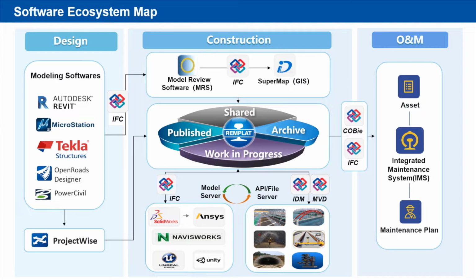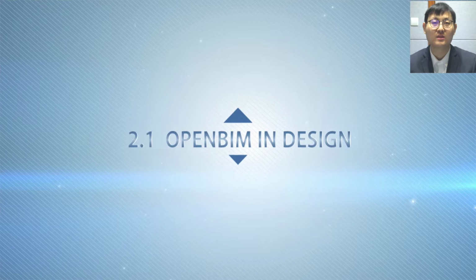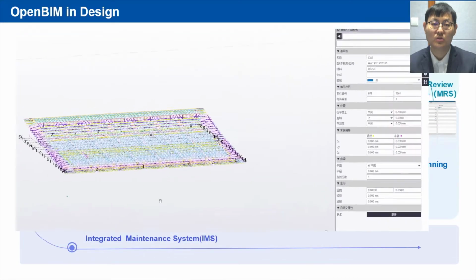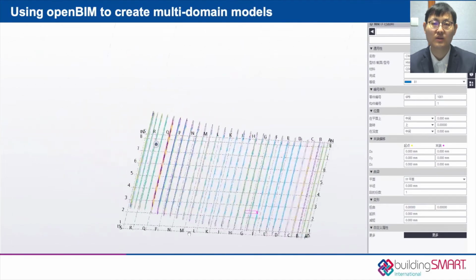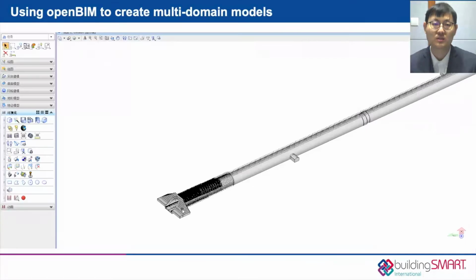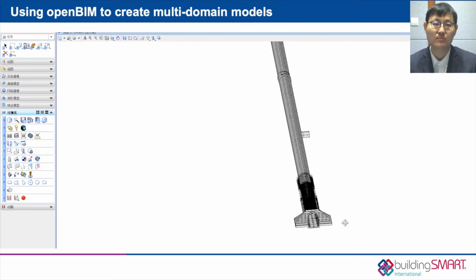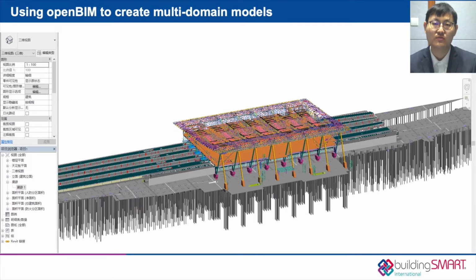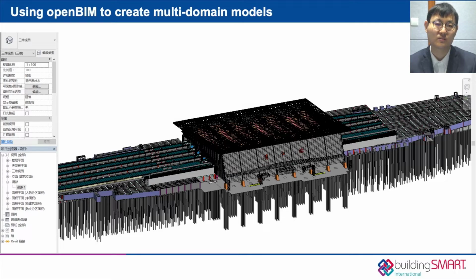Next, I will describe in detail the use of openBIM in each stage. First, we will discuss the openBIM in design. In this stage, we used openBIM to create models of bridge, tunnel, track, electric power, traction substation, architectural, HVAC, and steel structure.